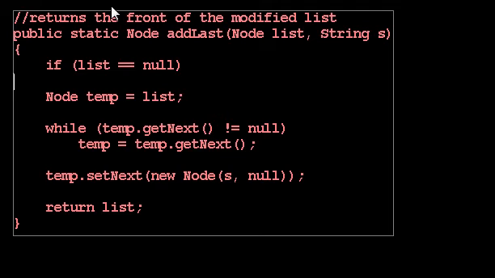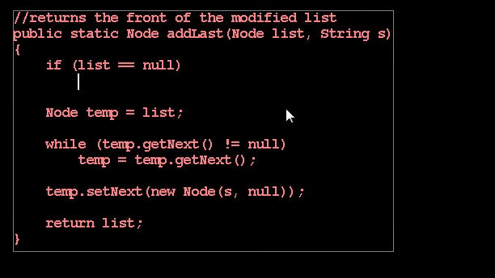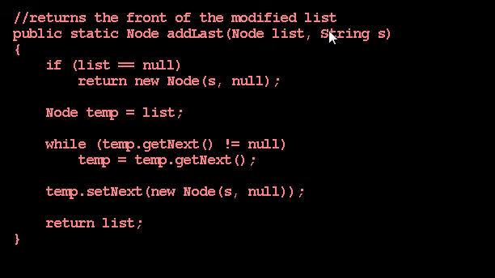Okay, if list is null, what do I do? I can't actually attach anything to the list, but I can do the next best thing. I can make a new node with s and null, and since I've decided I'm going to return the front of the modified list, I can return this node. So that's what my code is going to look like, and I think it will help to see what it looks like to use this code, too. So let's write the code that would use this somewhere on the outside.